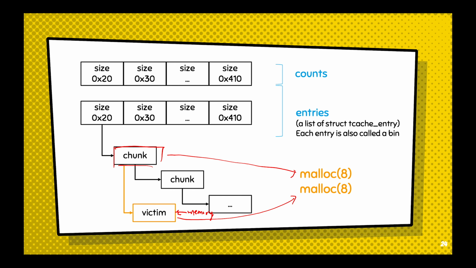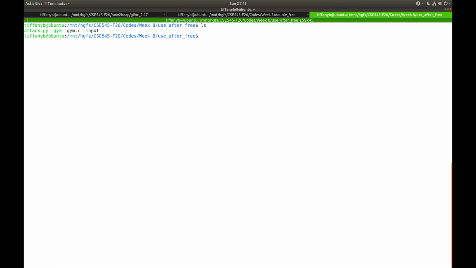To better demonstrate use after free vulnerability, I'm going to show you a demo. Suppose that we have a program called Gym, and this is an exercising program for us to go over vulnerabilities such as use after free. Inside the Gym program, it has a menu, and users who interact with the Gym will be able to malloc, free, edit, and list all the pointers that are related to allocated memory.